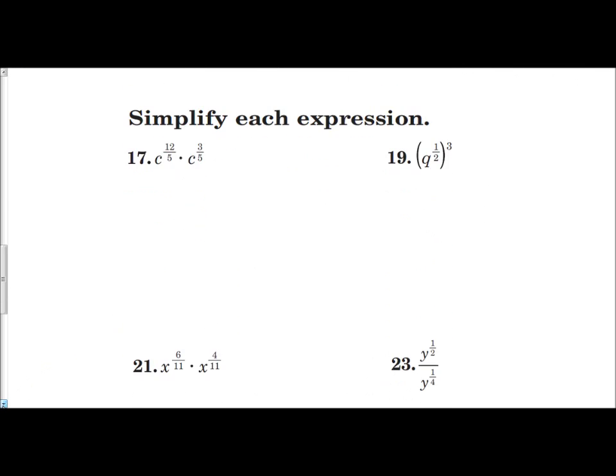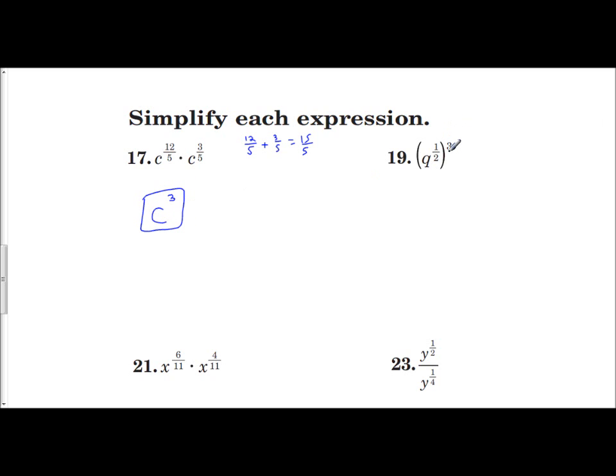So in number 17, it's the same idea. I have the same base. And so it's really my product rule. If I have the same base, I can add the exponents. So 12/5 plus 3/5 is really 15/5. So I have c, and 15 divided by 5 is really 3. So I have c cubed.